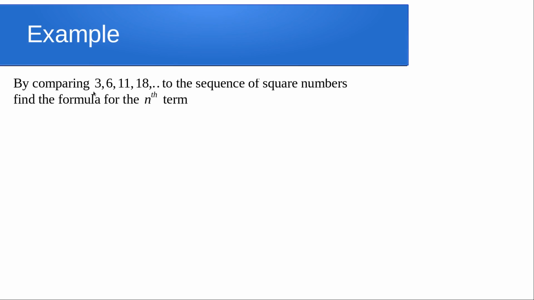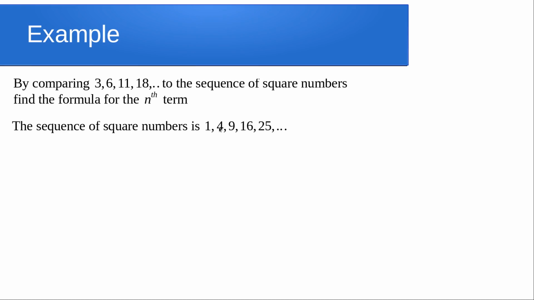We want to find the function for this sequence: 3, 6, 11, 18, and I've been told already that this one I can compare to square numbers. Well, square numbers go 1, 4, 9, 16, 25, and if we look at this number here, to get from 1 to 3 I can do one of two things. I could multiply by 3 or I could add 2.